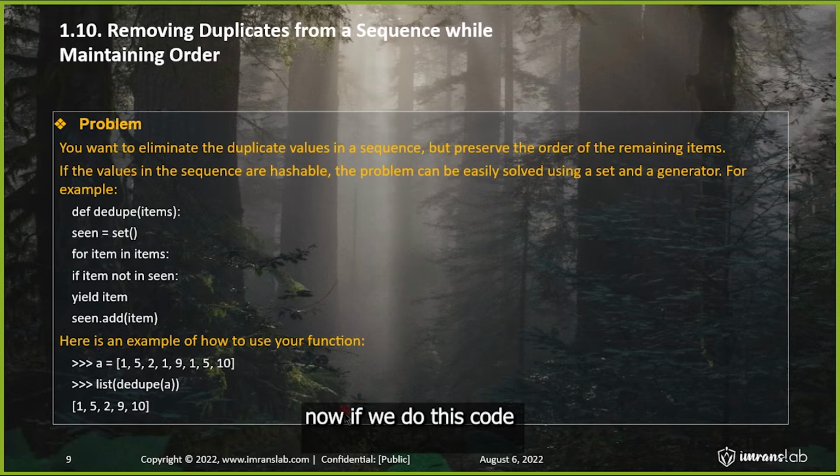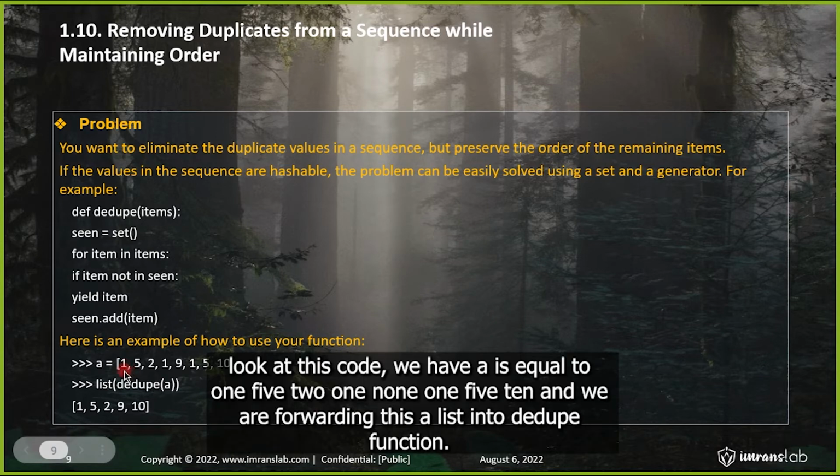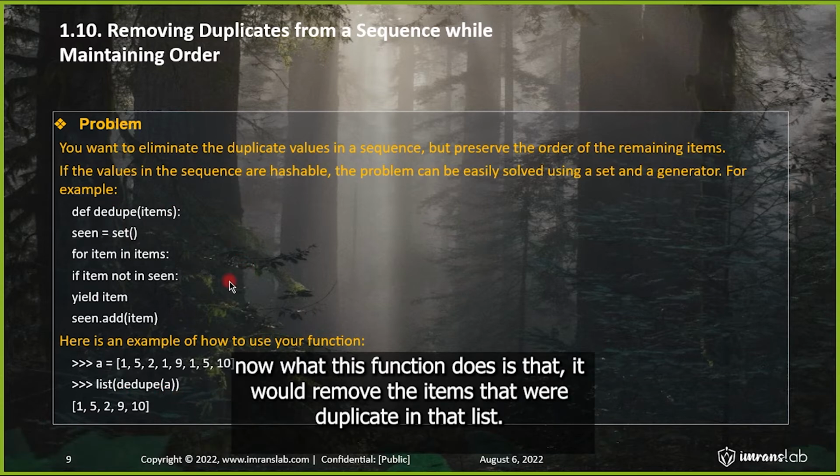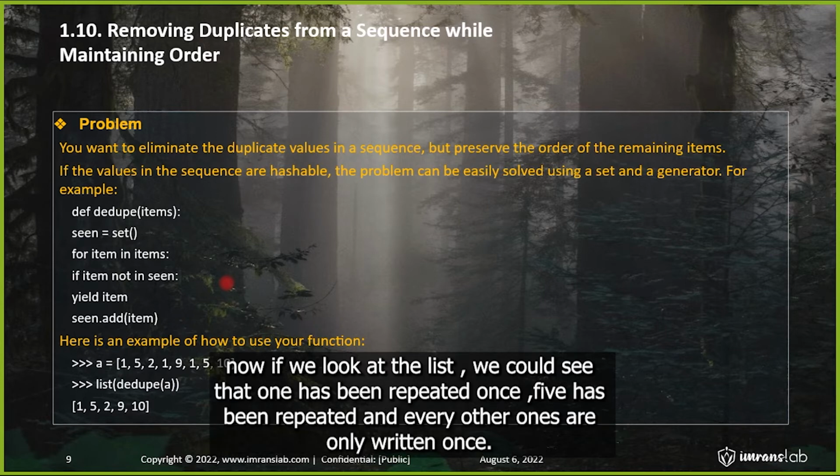So basically what this code does is that it would yield that item from the list and it would add that same item into the seen set. Now, if we do this code, look at this code, we have a = [1, 5, 2, 1, 9, 1, 5, 10], and we want to dedupe. We're forwarding this list into the dedupe function. Now what this function does is that it would remove the items that were duplicate in that list.